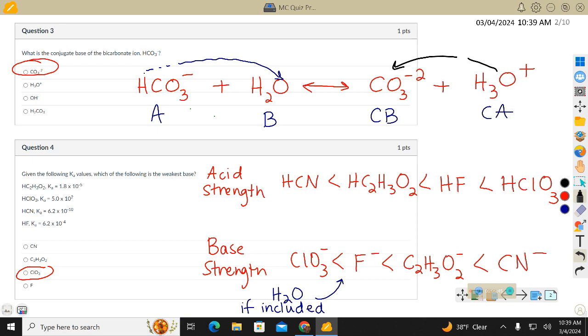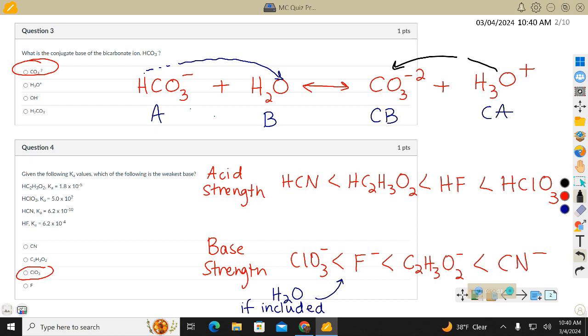Now, if it would have said something like rank these acids, I would say, oh, piece of cake. I'm just going to rank them from smallest to highest Ka value. The smallest Ka is that HCN, so that would be the weakest acid, the one that really doesn't go forward and make a whole lot of ion. And the strongest acid is the HClO3.